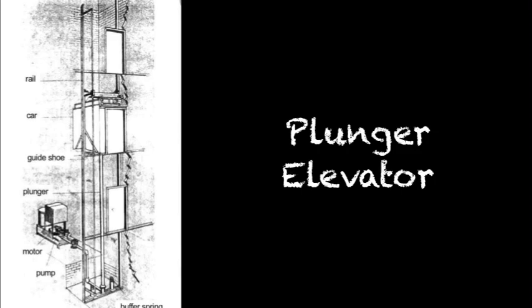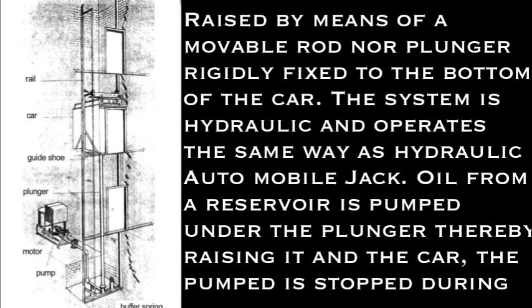The oil hydraulic elevator, also called a plunger elevator, is raised by means of a movable rod or plunger rigidly fixed to the bottom of the car. The system is hydraulic and operates the same way as a hydraulic automobile jack. Oil from the reservoir is pumped under the plunger, thereby raising the car.